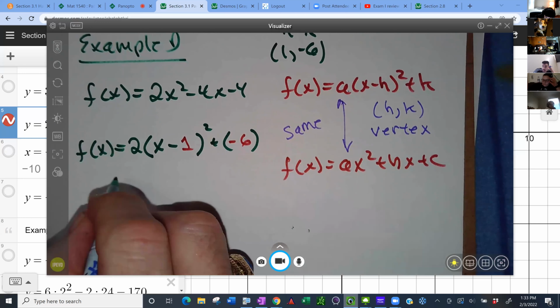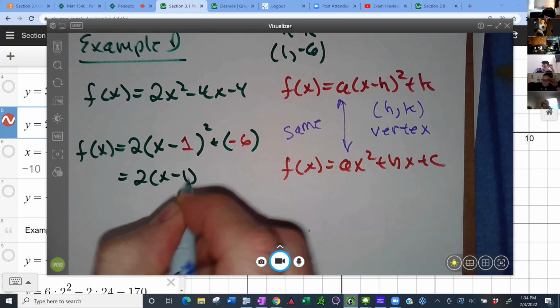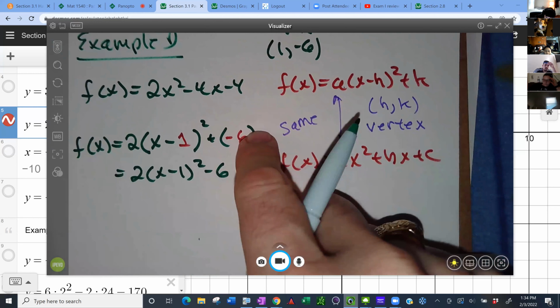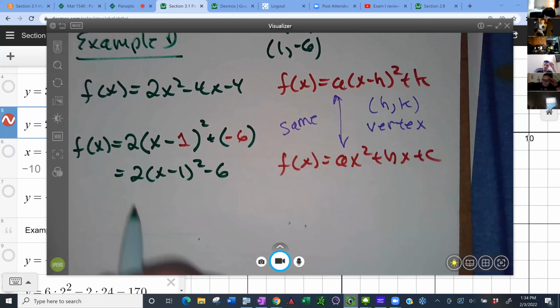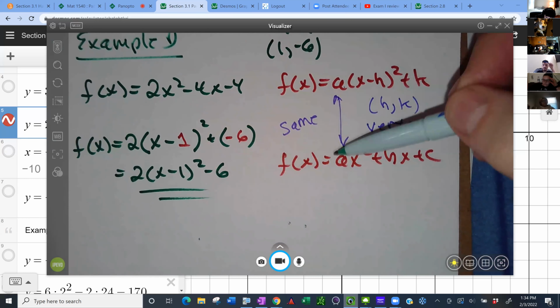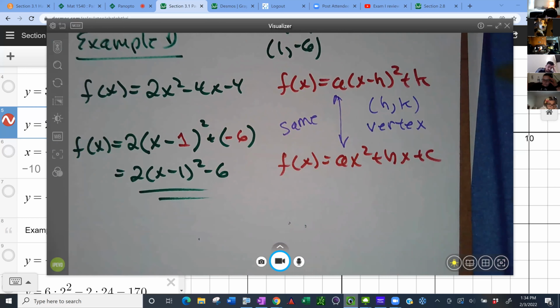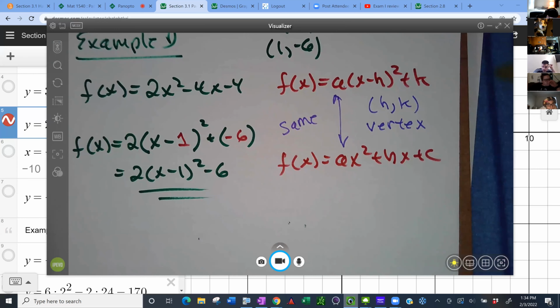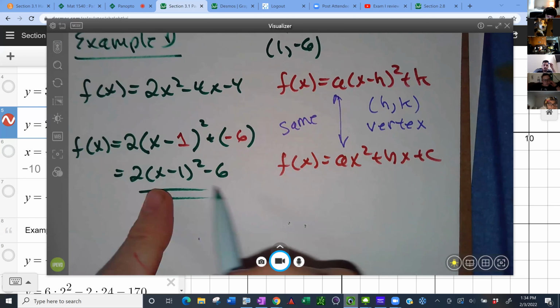Now, realistically, I'd probably write this as 2(x minus 1) squared minus 6. The same thing. WebAssign should accept that if you give it to them in that form. But here you go. It was just as easy as figuring out what h and k were and knowing that a is 2. That's great. That gives you standard form, and you can answer questions using this form or this form, whatever you find convenient. If you're asked to find the x-intercepts exactly, not a bad idea to use this.